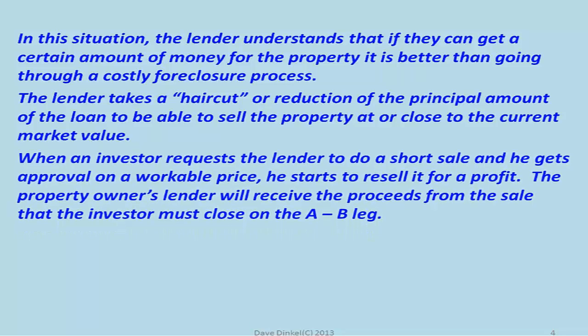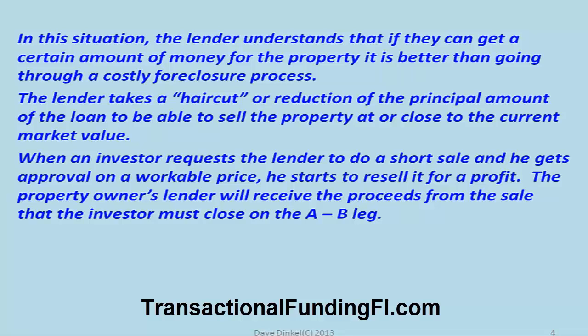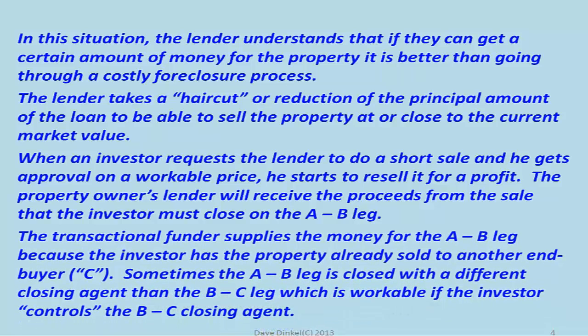When an investor requests the lender to do a short sale and he gets approval on a workable price, he starts to resell it for a profit. The property owner's lender will receive the proceeds from the sale that the investor must close on the A to B leg. The transactional funder supplies the money for this A to B leg because the investor has the property already sold to another end buyer, C. Sometimes the A to B leg is closed with a different closing agent than the B to C leg, which is workable if the investor controls the B to C closing agent.